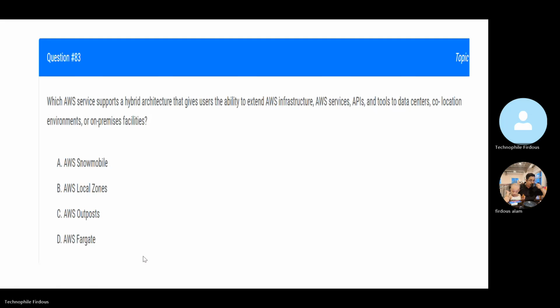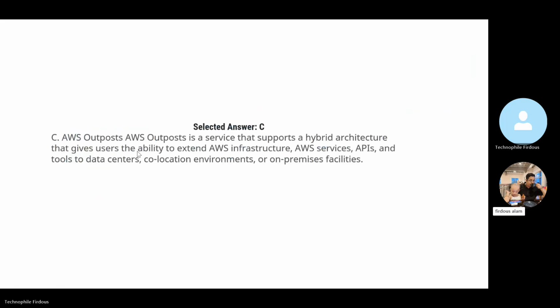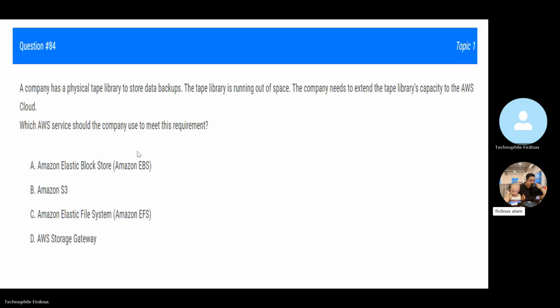Okay, so this is regarding the hybrid architecture. This is a very important thing, and if I see this word, I will go for Outposts. The question has confusion between A and C, but since it's a hybrid architecture, I think Outposts gives all this availability. So let's see whether the answer is A or C, but I'm going for C. So let's see the correct answer. The correct answer is C. Now let's move to the next one.